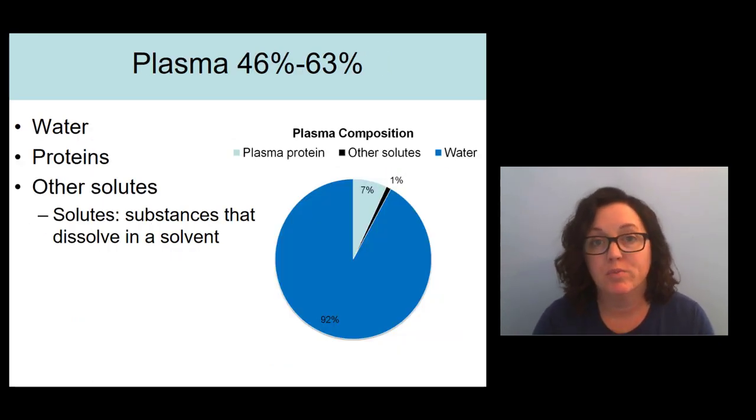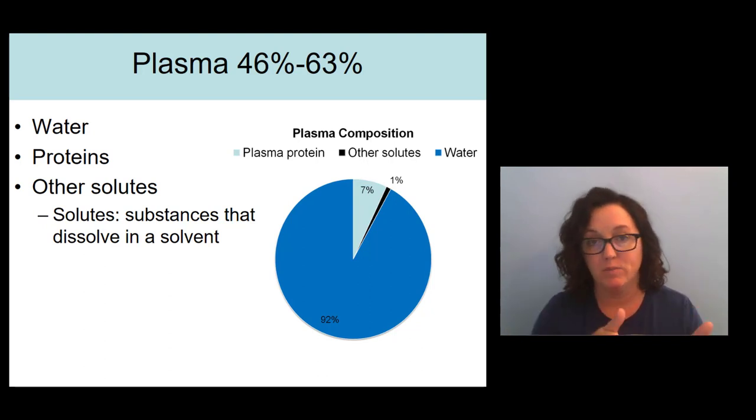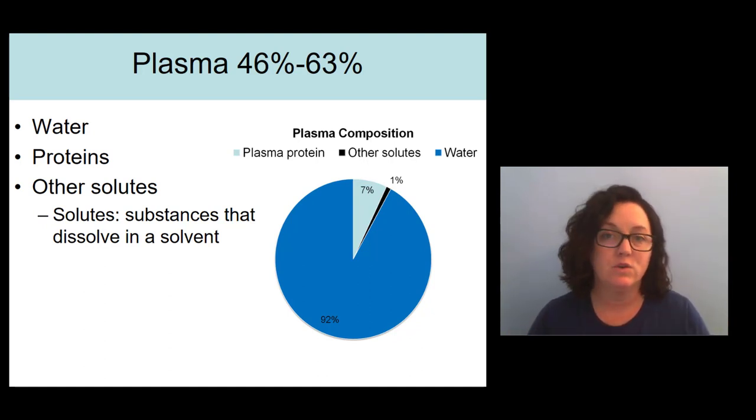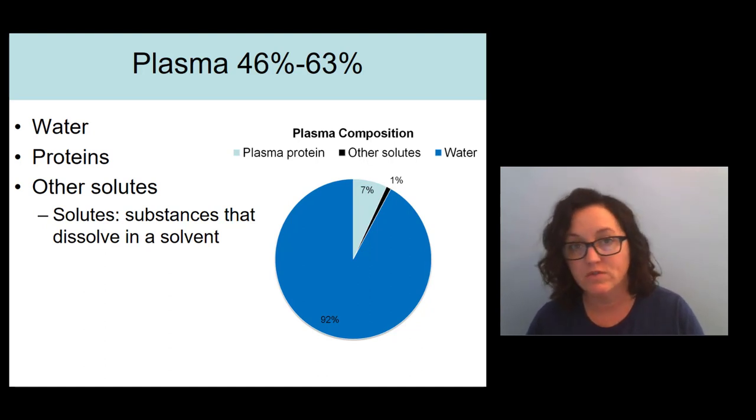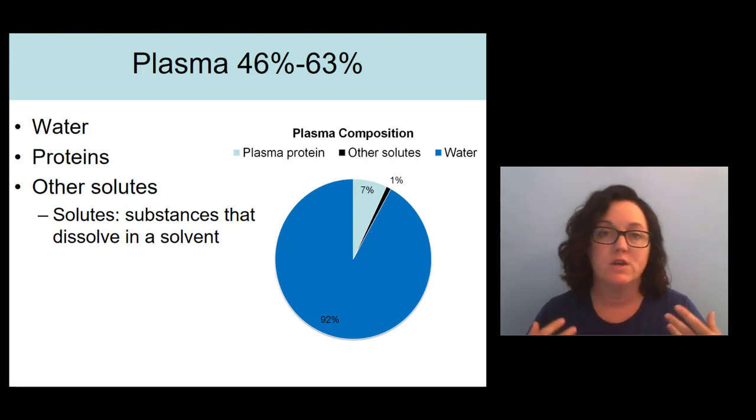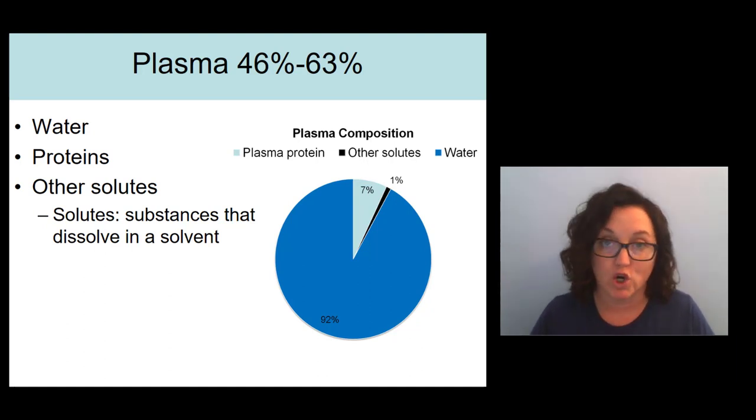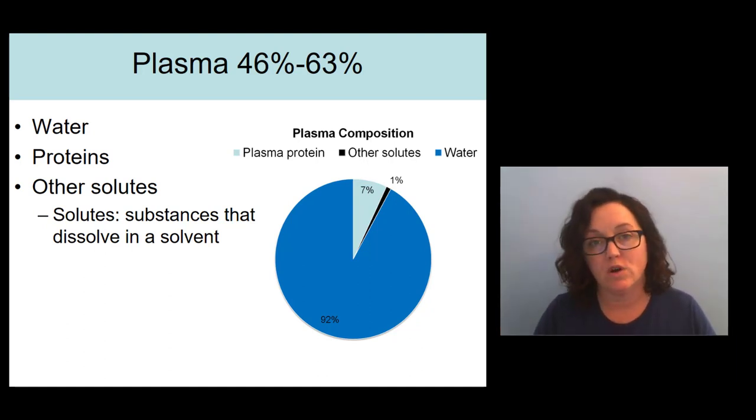All right, let's take a closer look at blood plasma. So most of blood plasma is water, about 92%. The remaining 8% is 7% proteins and then 1% other solutes. I want to talk about what the word solute means real quick. A solute is a substance that dissolves in a solvent, right? In biology, almost all the time, the solvent is water. So solutes are substances that dissolve in water.